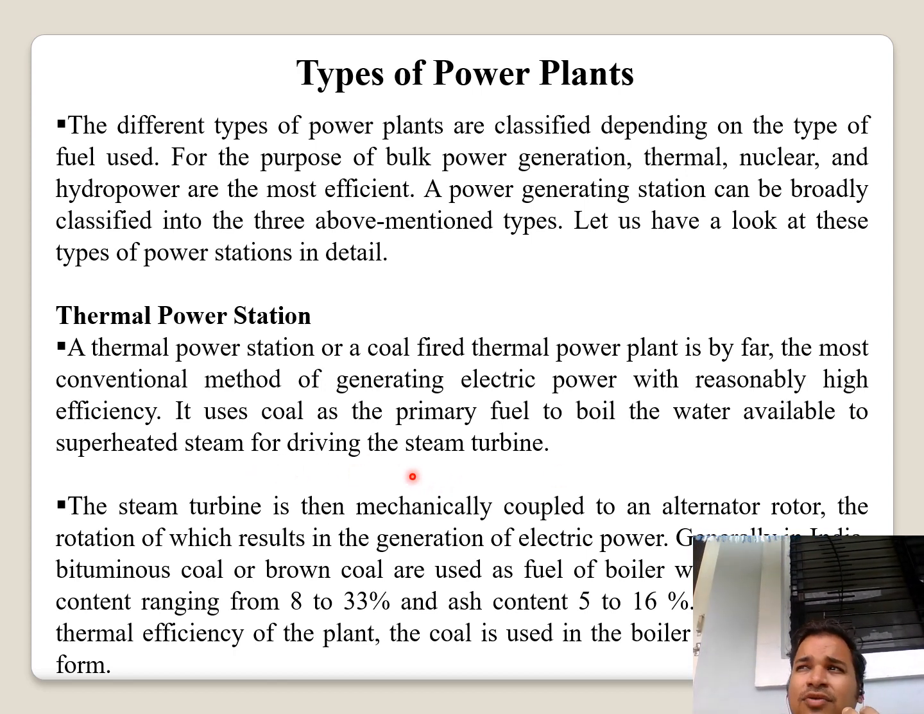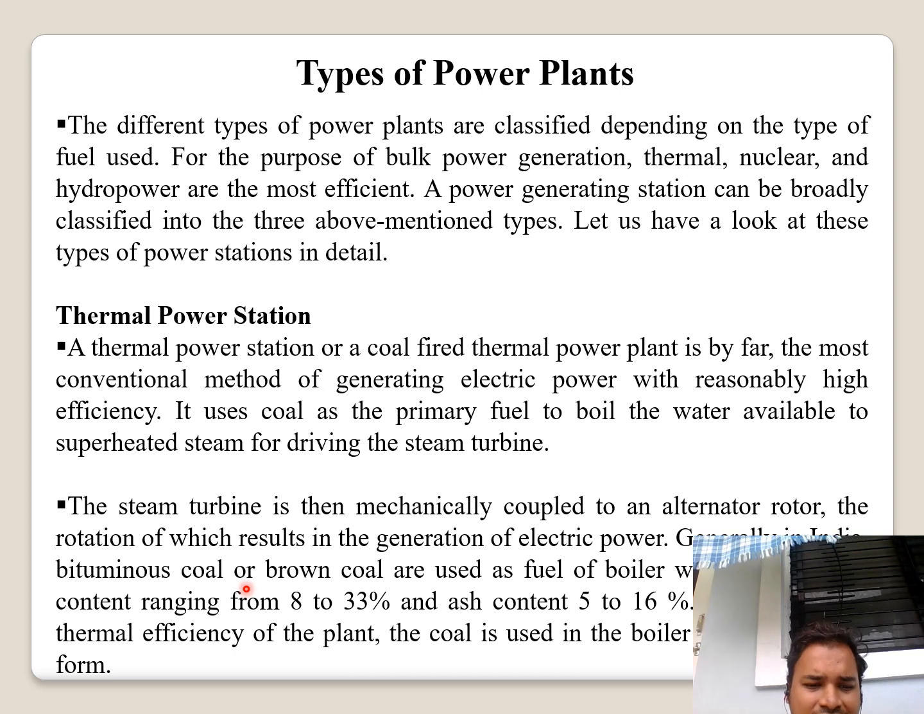Okay, so you need some heat generated to run the steam turbine. The heat is generated by burning coal, and the heat of the burning coal is used to heat the water, and the heated water gives out steam. After that, the steam is used to rotate the steam turbine, and in this way you can get electricity generated.